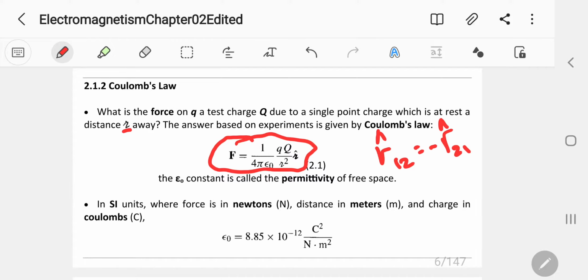By the way, the permittivity of free space is given by this value. Of course, this is determined by Coulomb's experiment. The force is in newtons, the distance r, or scripted r, is in meters, and the charge should be in coulombs in the international system of units.